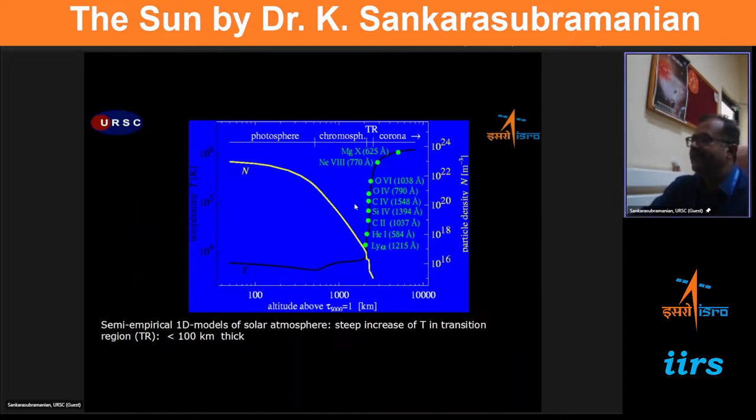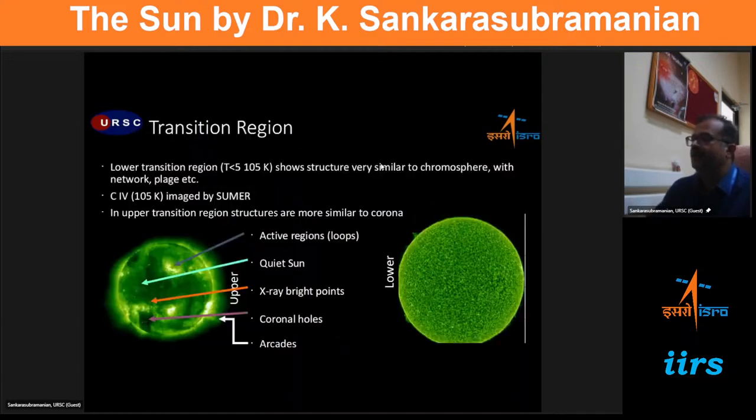Many of these emission lines form at these different temperatures. So we use these emission line features to study how the atmosphere behaves at different heights and different temperatures. What you see here is a typical image from the transition region. If I look at the lower transition region, of the order of say 10,000 degrees Kelvin, it looks like this.